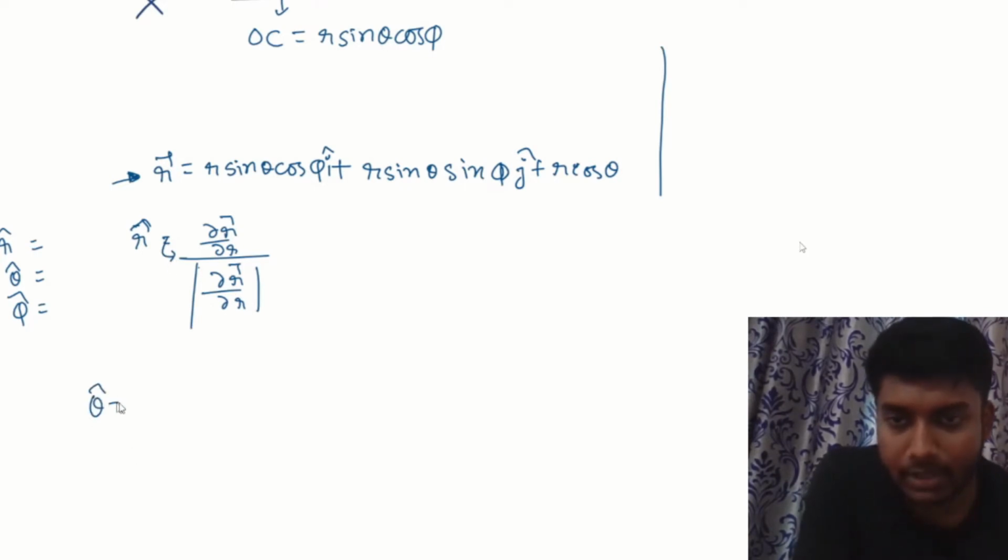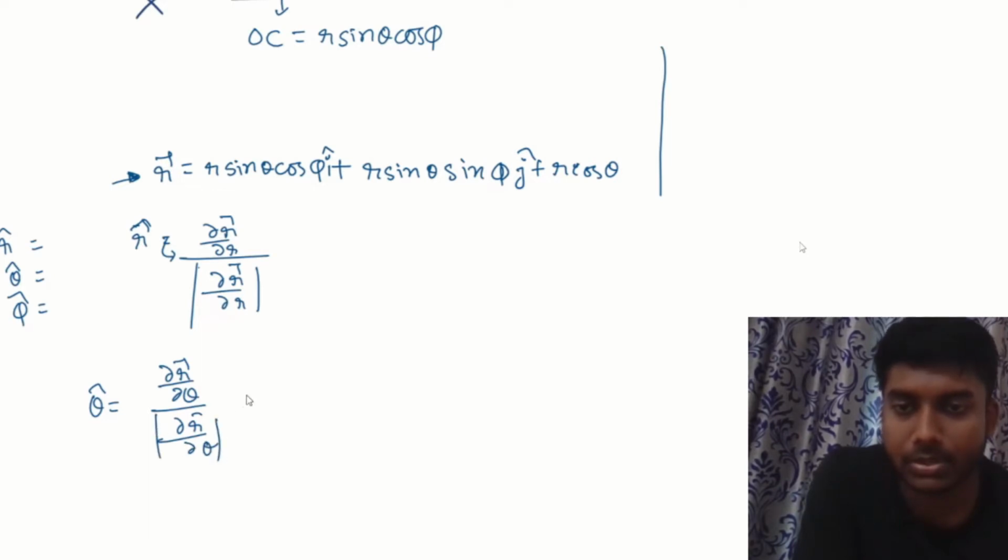Similarly, what will be theta cap? Theta cap will be del R vector over del theta, divided by the modulus of this. I am giving you the explanation later. Now, how can we do that?